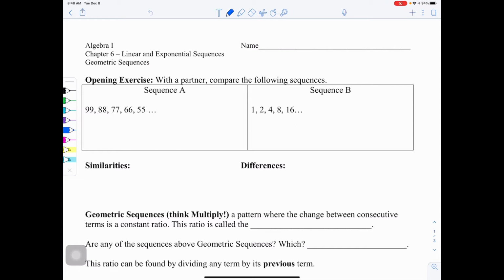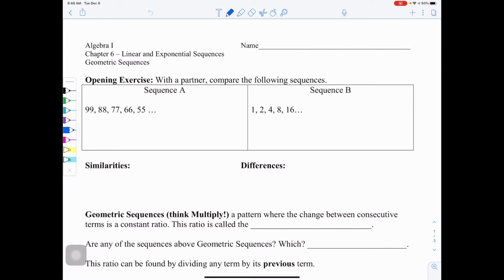Today's lesson is called Geometric Sequences. Please start with the opening exercise. You will look at sequence A and sequence B and compare the sequences. Underneath, write similarities and differences. At this time, pause the video, and when you're ready to go over the answers, you can resume.